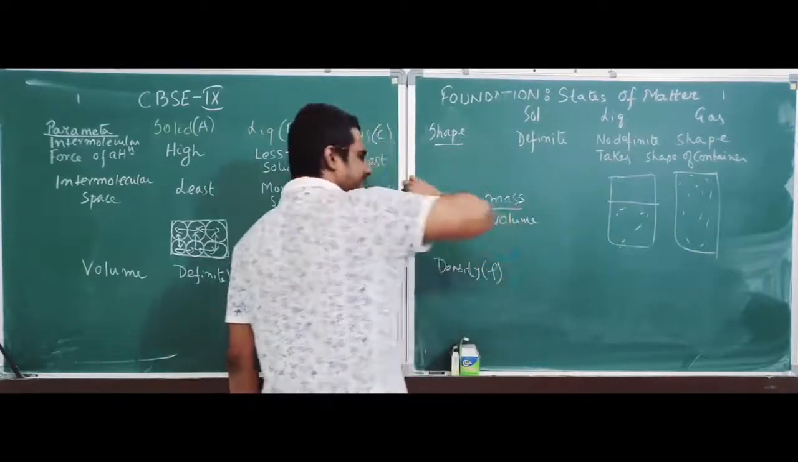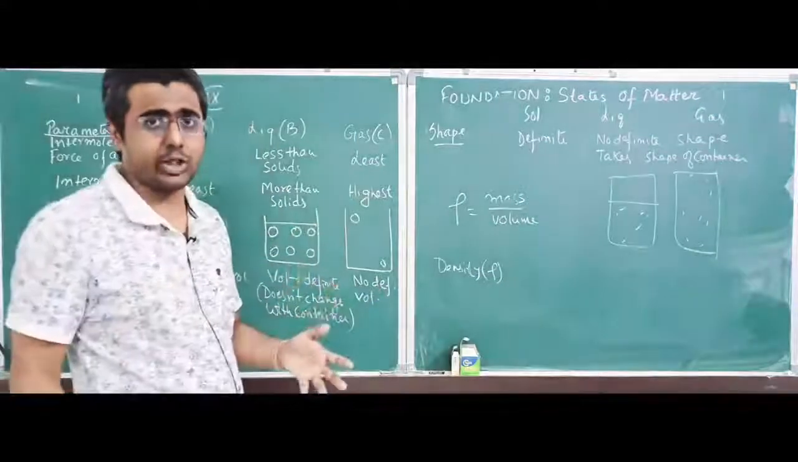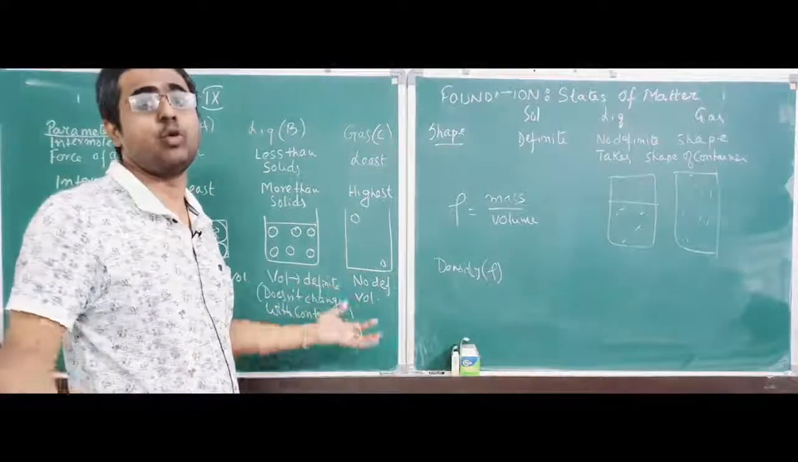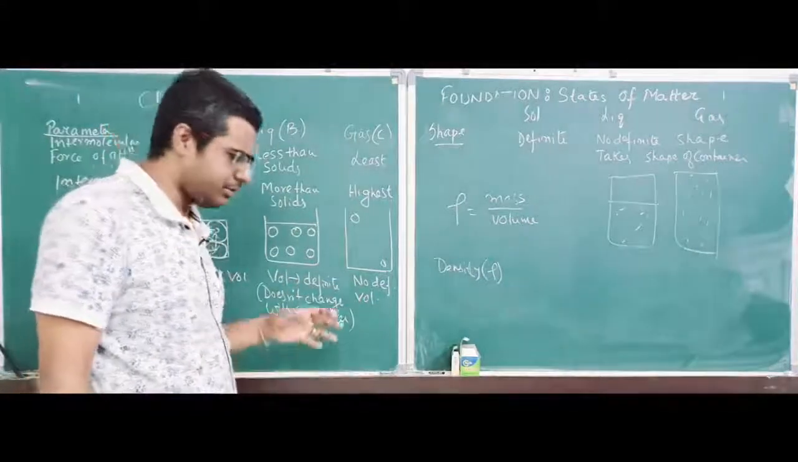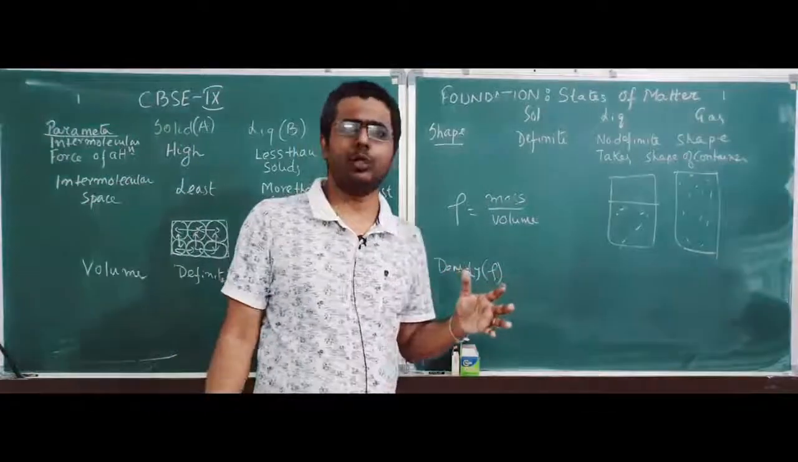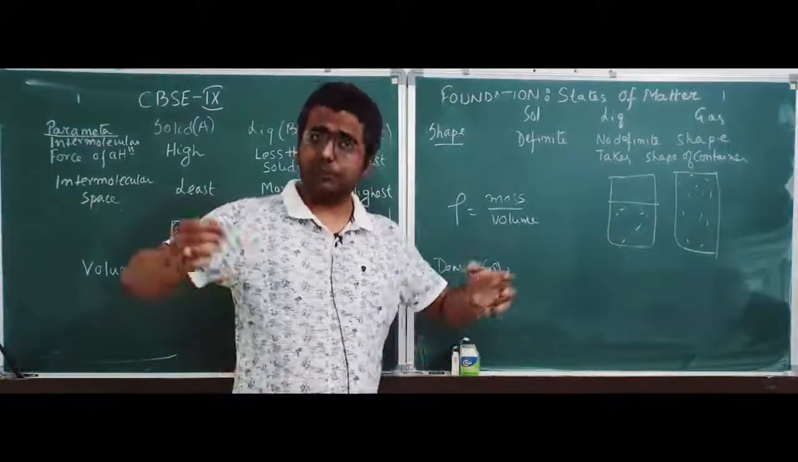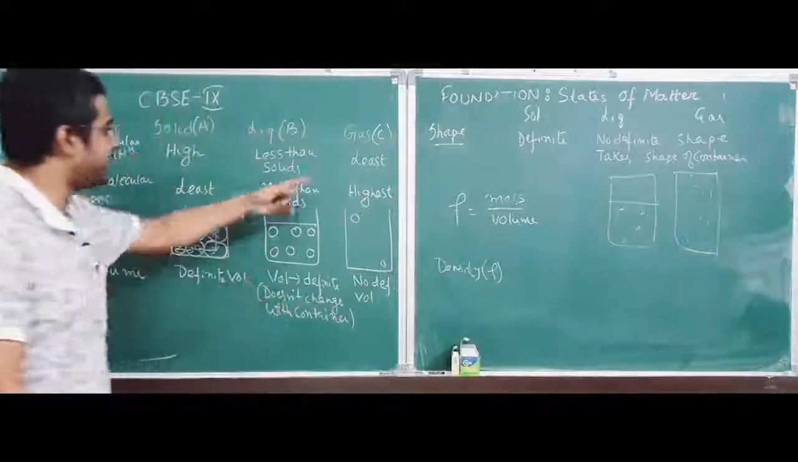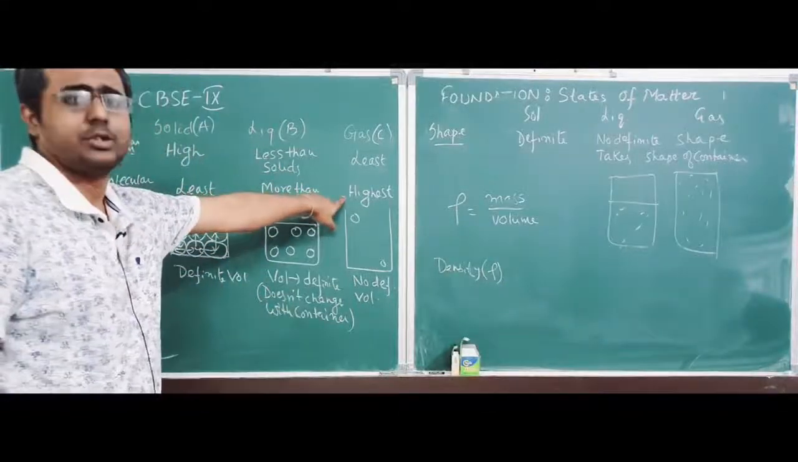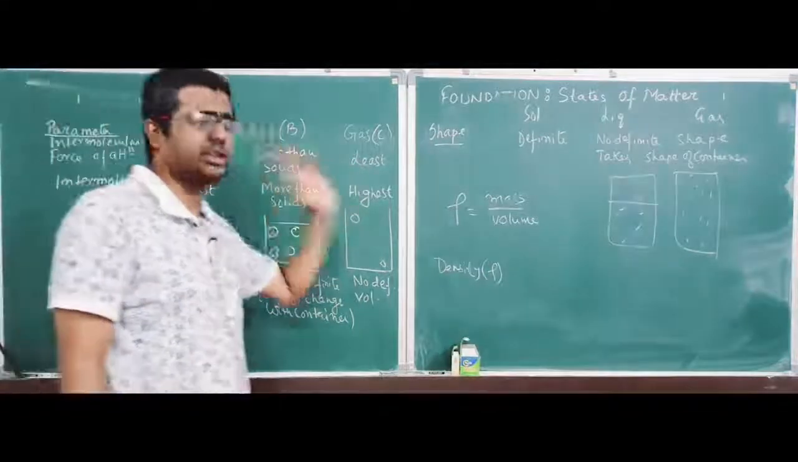So if we take the same mass of liquid, gas and solid, which is going to occupy more volume? That is the question. Now, which kind of particles occupy more volume? Those particles which have a lot of space in between them. So definitely gas has the highest space between particles, so gas is going to have the most volume.